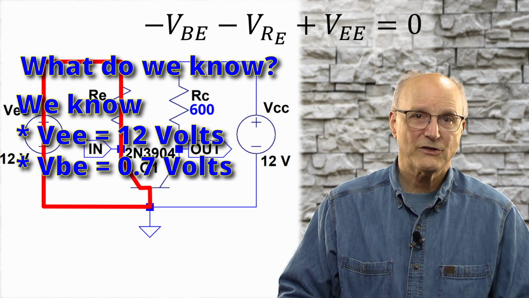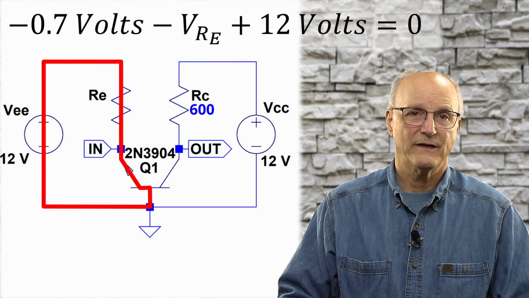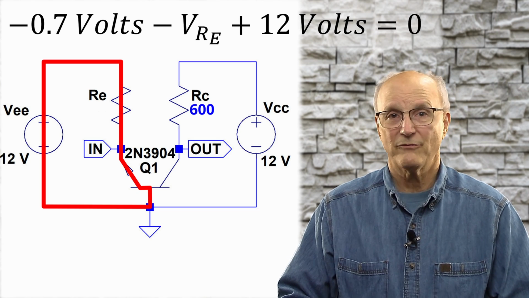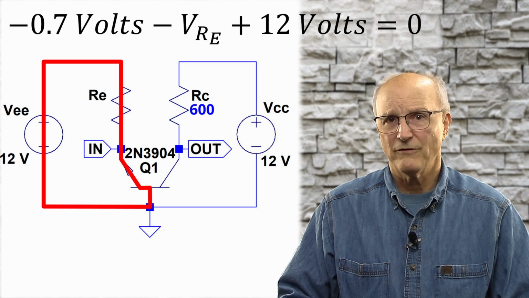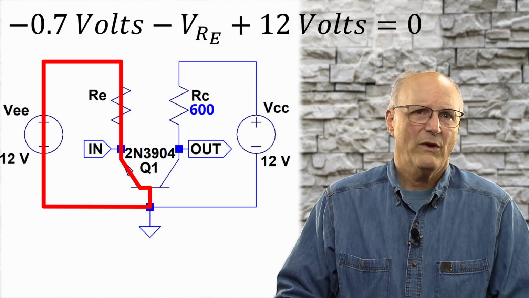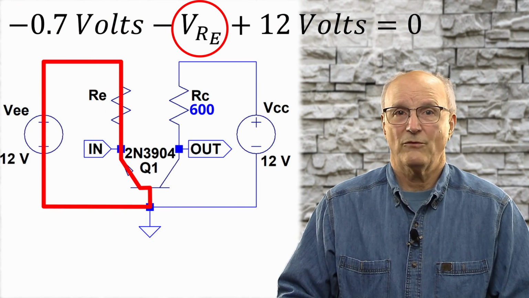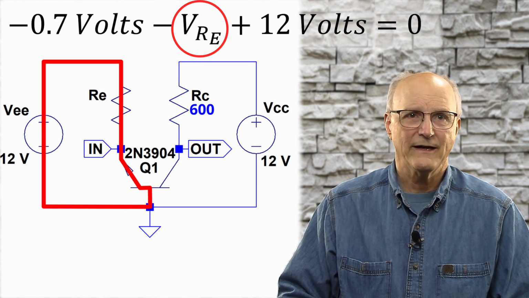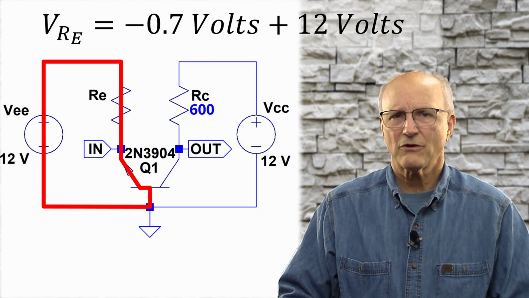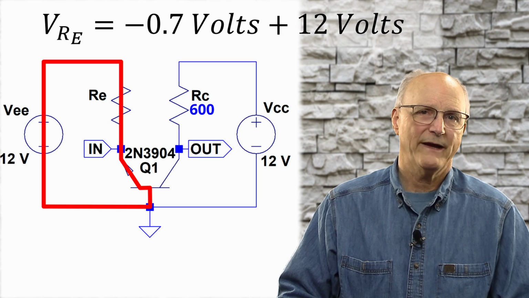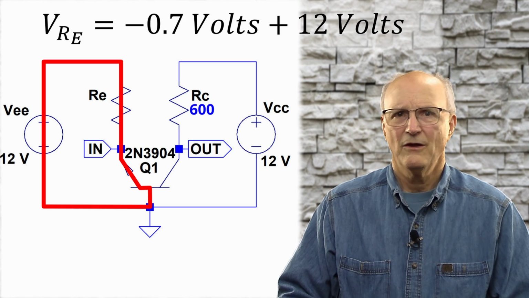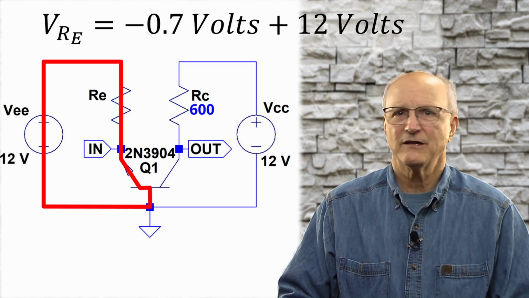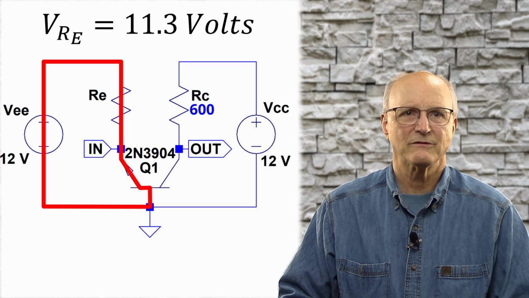Putting these into our equation, we have minus 0.7 volts minus V sub RE, the voltage across the emitter resistor, plus 12 volts equals 0. Well, we want V sub RE all by itself on one side of the equal sign, so we add VRE to both sides. This gives us the voltage across the emitter resistor is equal to minus 0.7 volts plus 12 volts. We do the simple math and we find that the voltage across the emitter resistor is 11.3 volts.